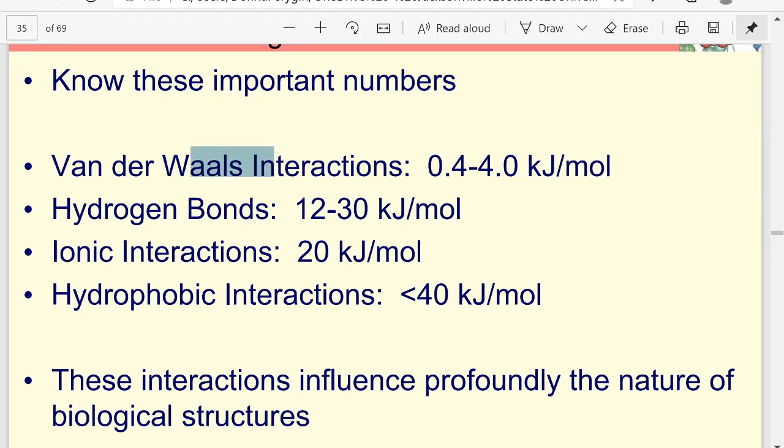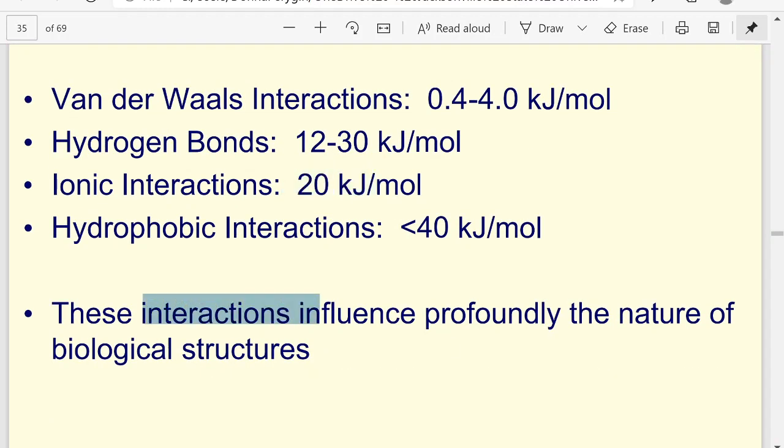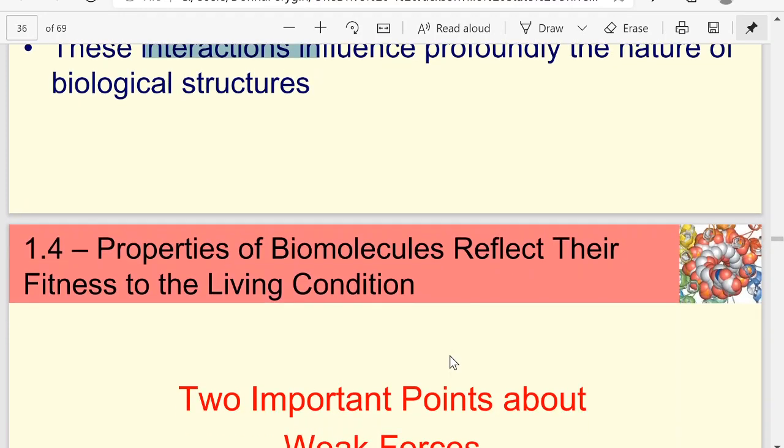Okay, so van der Waals interactions are from, say, 0.4 to 4 kilojoules per mole. Hydrogen bonds, 12 to 30 kilojoules per mole. Ionic interactions are around 20 kilojoules per mole. And hydrophobic interactions are less than 40 kilojoules per mole. So we can see that the hydrogen bonds and ionic interactions are the stronger interactions of this list, with ionic interactions being the strongest. And these interactions all together influence the nature of biological structures. All of these interactions exist in biological structures.